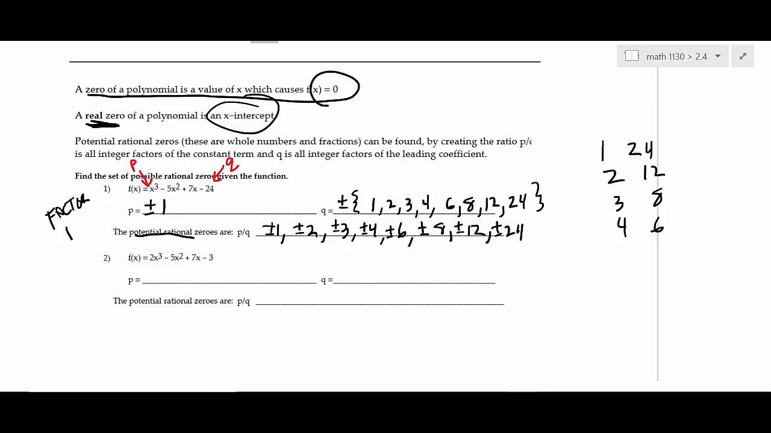Because if you have P, you would put the Q on the bottom, right? It would be 1 over 1 or 1 over 2. Oh, I did this backwards.